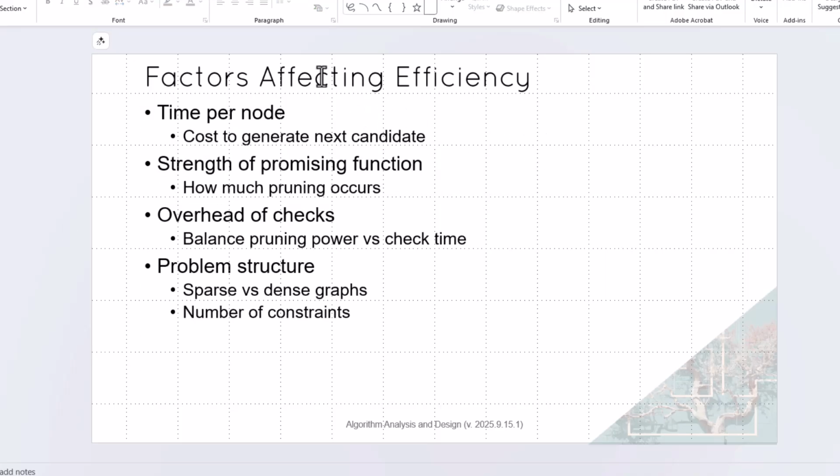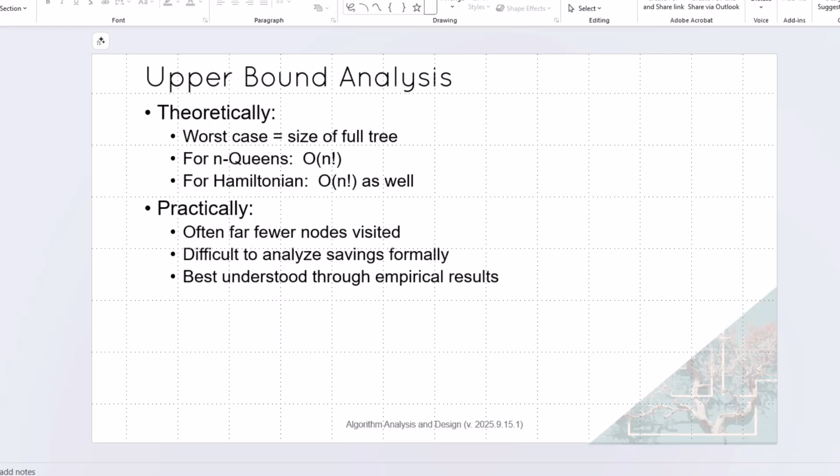Okay. Factors affecting the efficiency. Time per node, cost to generate the next candidate, strength of the promising function, how much pruning occurs. Is it a super complex promising function or a super simple one? That has an impact on how successful it is. So the overhead of the checks, falling under that, we have to balance the pruning power plus check time, of course, and then problem structure, sparse versus dense graphs, and the number of constraints.